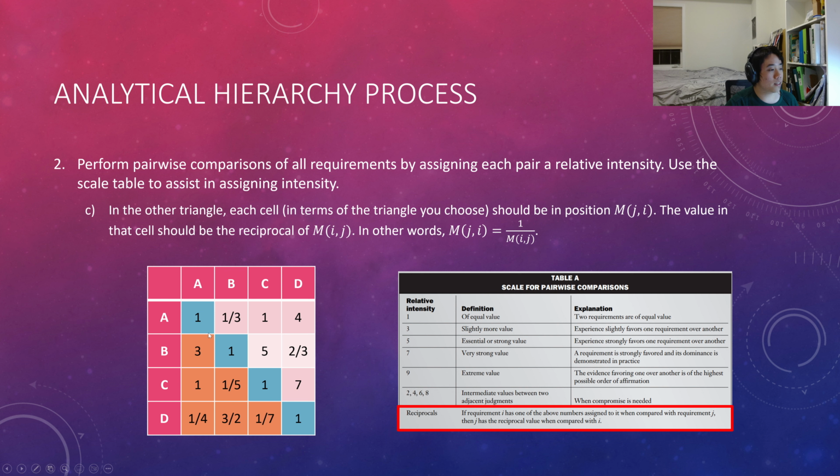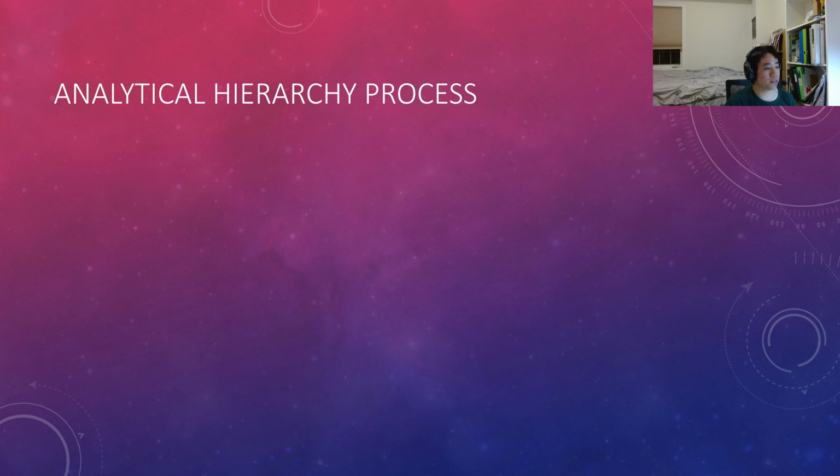Next, you're going to take the reciprocals of these values and fill in the cells that have their position indices swapped. Remember that the reciprocals apply in the other triangle you didn't choose before. I will highlight the thing about reciprocals in the red box so you won't forget. So we have filled out the matrix.